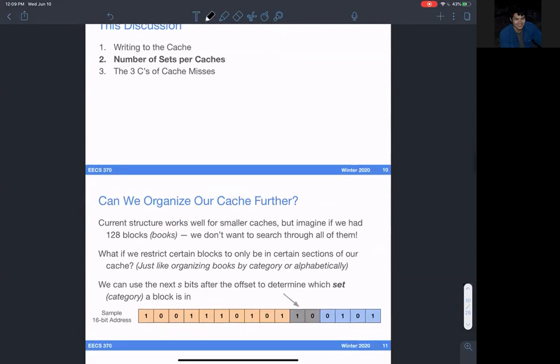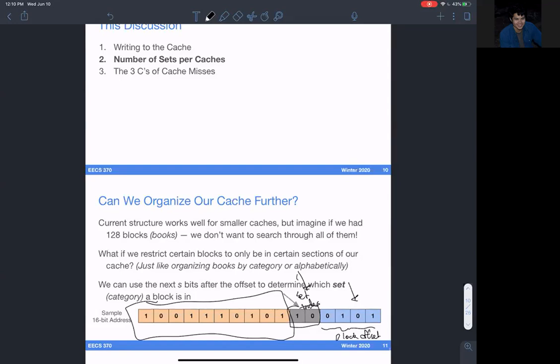So as you can see, we have our block offset here, and then we have a set index in the next set of bits, and then we have our tag. The really important thing to understand is we're now using two levels of organization for our cache. We're using a block offset to determine which byte in our block we're grabbing, and then we're using a set index to determine which way in a set we're grabbing. And a way is just like a cache line in a set.